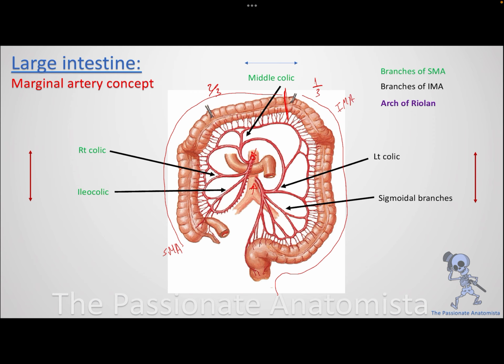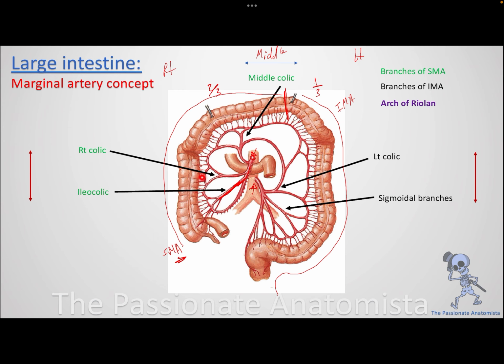So what are the arterial supplies coming from the SMA? It's very simple and easy. This is my right side, this is my left side, and this is my middle. The first artery that goes to supply them is the ileocolic. It gives an ileal branch, anterior and posterior cecal branches, and the appendicular branch to the appendix. The important thing now is the cecal branches, because the cecum is part of my large intestine.